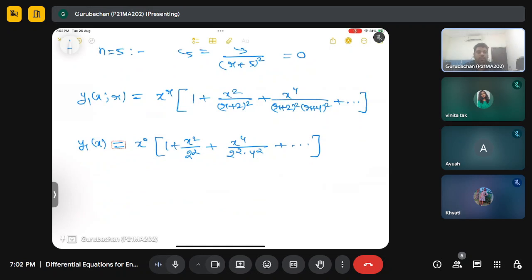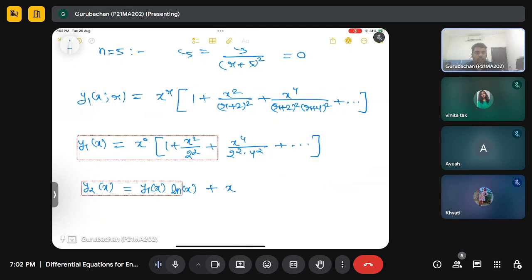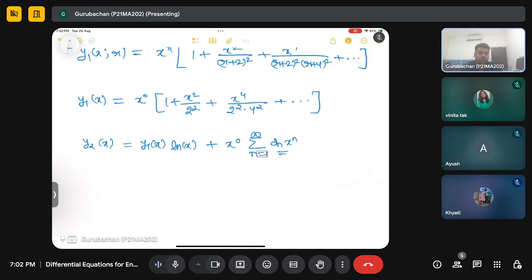One approach that has been told to you in the lecture is to consider y2(x) to be y1(x) ln x plus x to the power r2, where r2 is nothing but 0, times the summation n equal to 1 to infinity of dn x to the power n. Yes, it is correct. So we need to find this unknown constant dn. One approach involves a little more calculation.